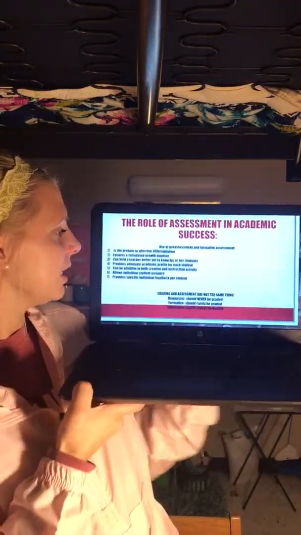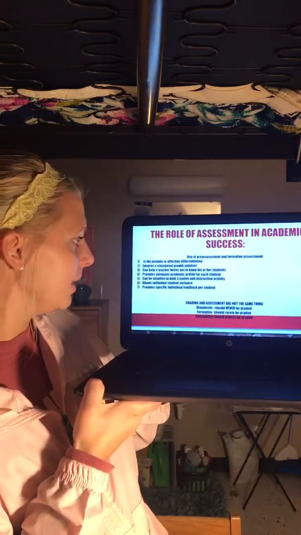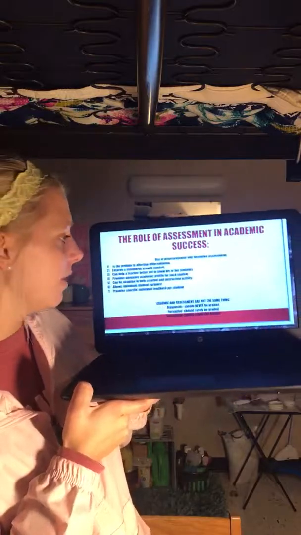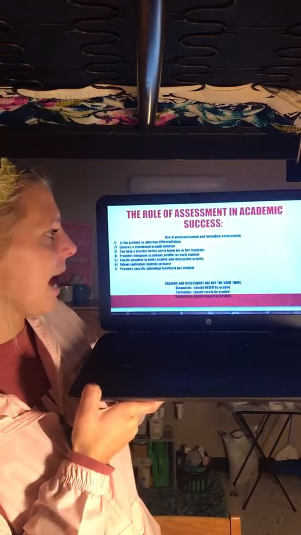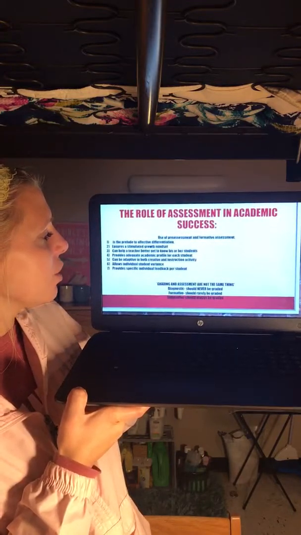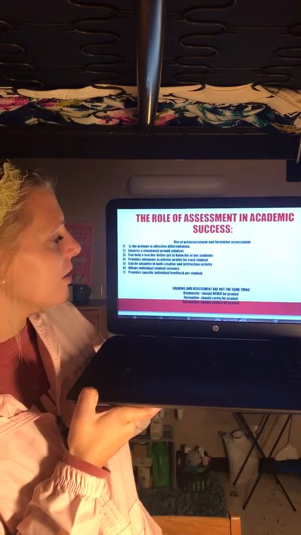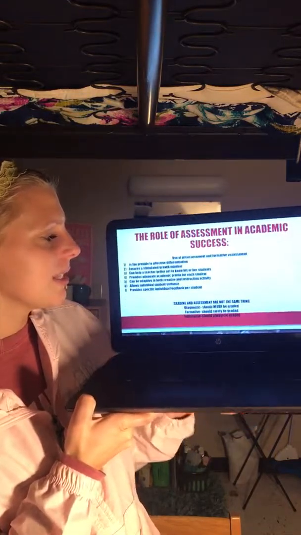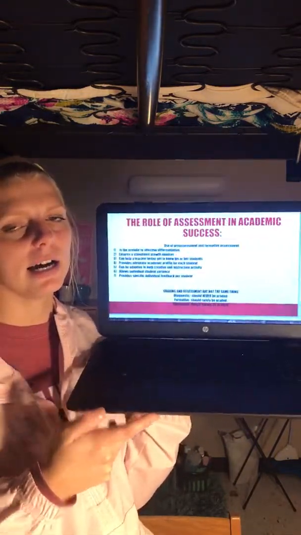It ensures a stimulated growth mindset in the student and teacher. It can help a teacher better get to know his or her students, to know what they're coming in with. It provides adequate academic profile for each student. It can be adaptive in both creative and instructional activity. It allows individual student periods, and because of that, it provides specific individual feedback.